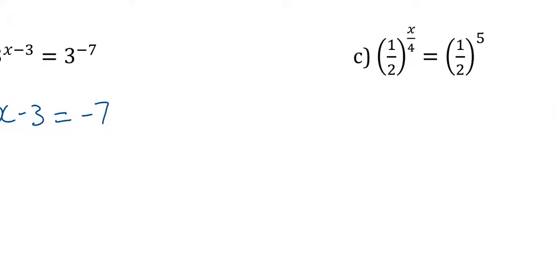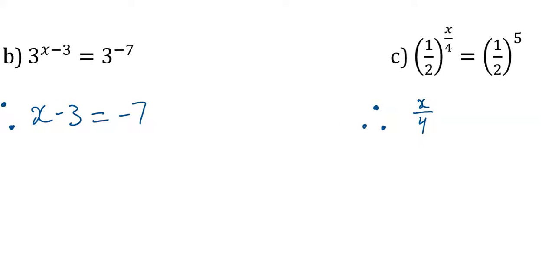Where the base is a fraction, but it's the same fraction. It's in brackets to show that the exponent's on the entire fraction. And so, again, it's the same thing. I can go straight to this next step. Therefore, x over 4. Oh, we didn't solve that last one. Whoops, sorry. How come you didn't remind me? How do I solve this one?